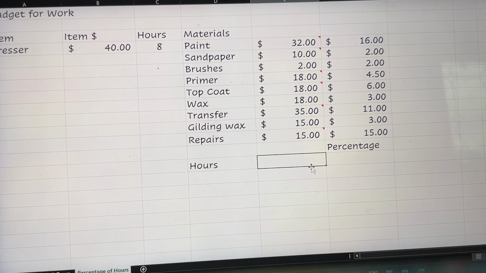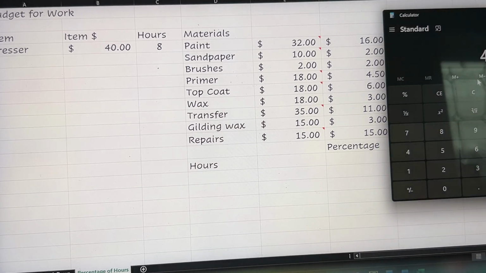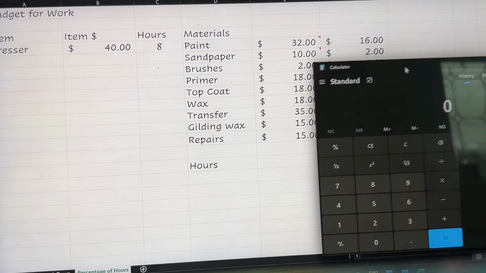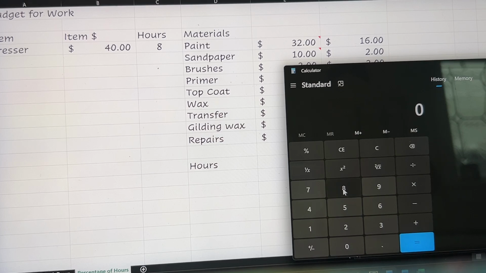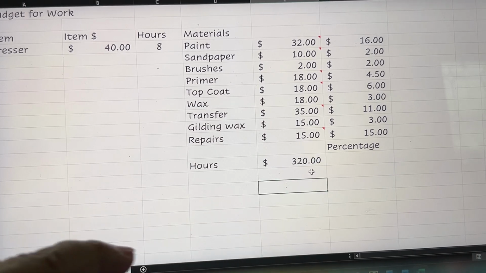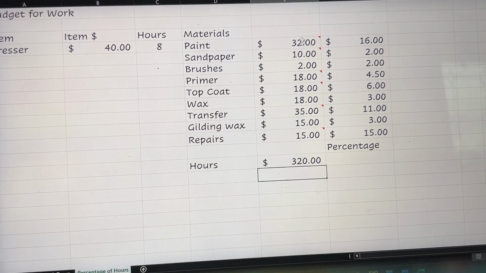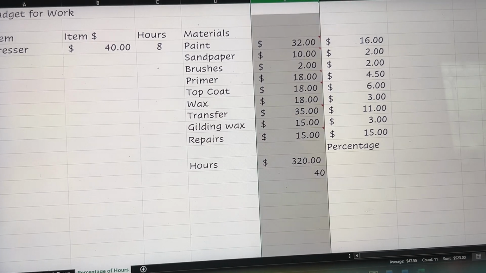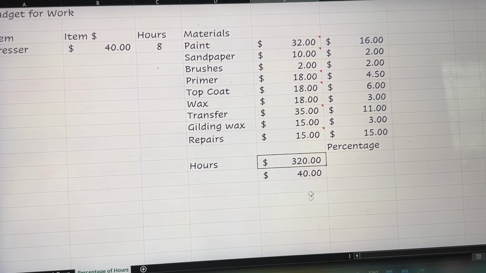So I worked 8 hours, and let's even do it just on the calculator, and hopefully you can see that. I'm going to say I worked 8 hours times 40, and that was 320. So let's put that right here, 320. Let's add in the $40 for the chest here, because I didn't do that. So 320 plus 40 is 360, right? You can double check me here.